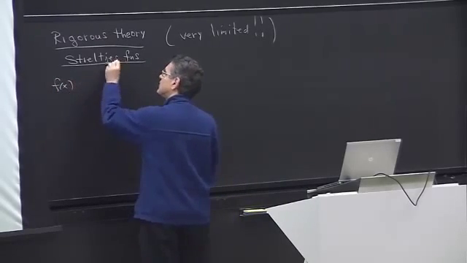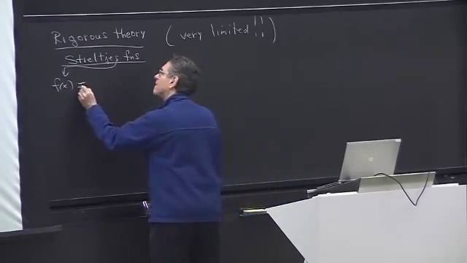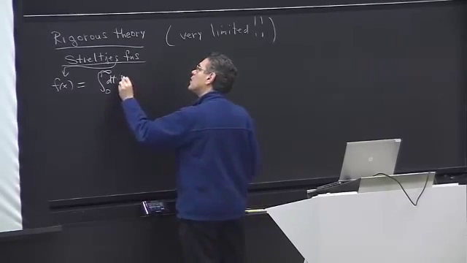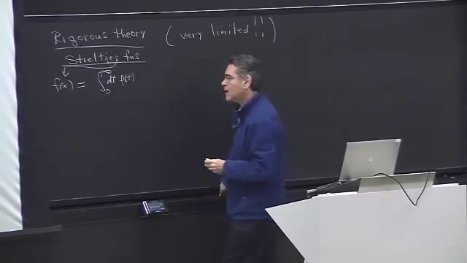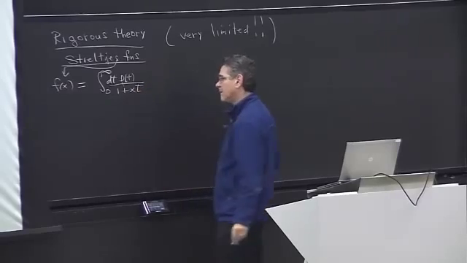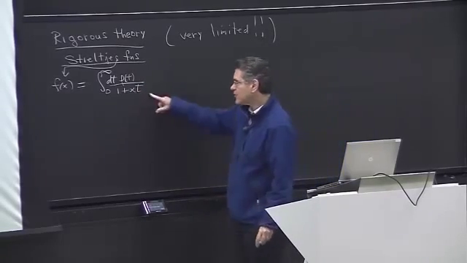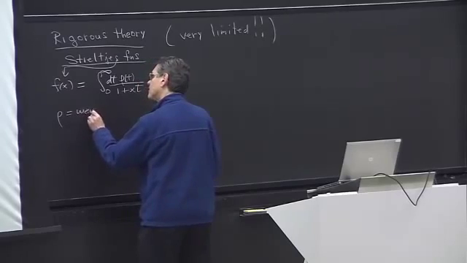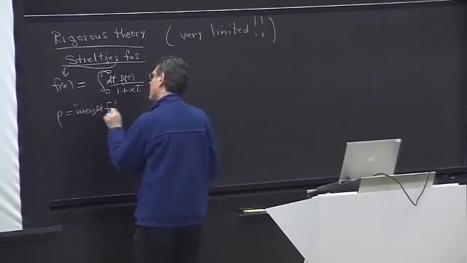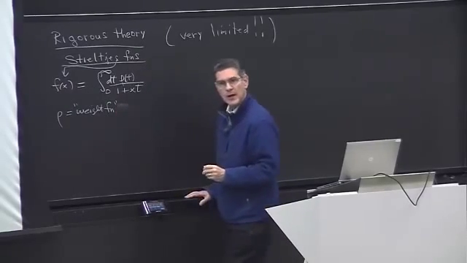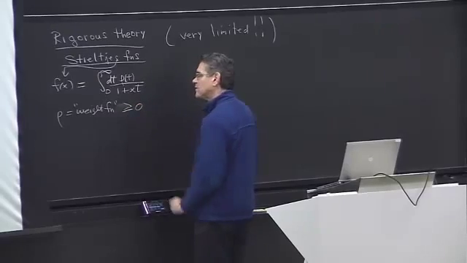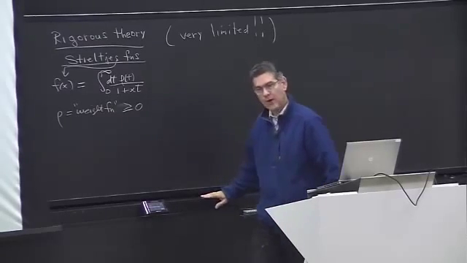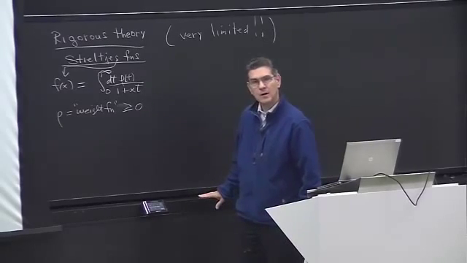F of x is a Stieltjes function if it has the form integral from 0 to infinity dt rho of t divided by 1 plus xt. That's a Stieltjes function, where rho is called a weight function. And rho has the property that it is non-negative, not strictly positive. Rho can be zero, but it can never be negative.